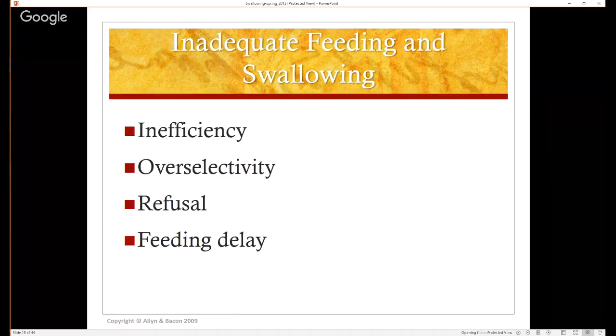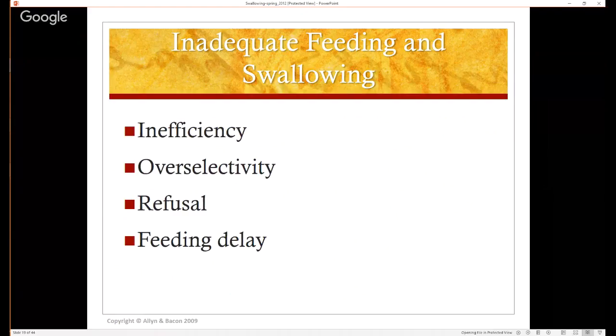Let me go back to this slide for just a minute, looking at it a little bit more in depth. Efficiency: children who are inefficient at feeding and swallowing will be unable to meet their caloric and nutritional needs because the process is not productive. During feeding, inefficient feeders may tire easily, become breathless, or show a lack of persistence. And these characteristics can contribute to undernutrition and growth delays.